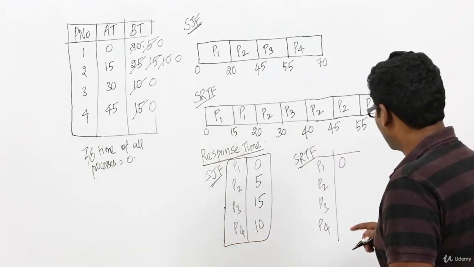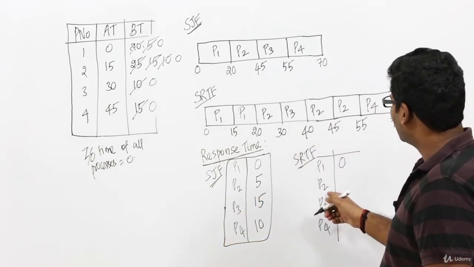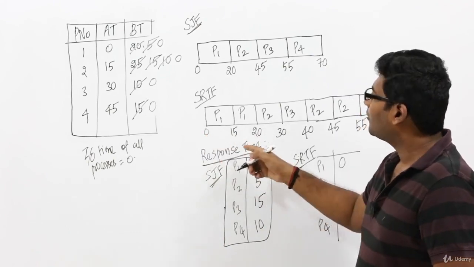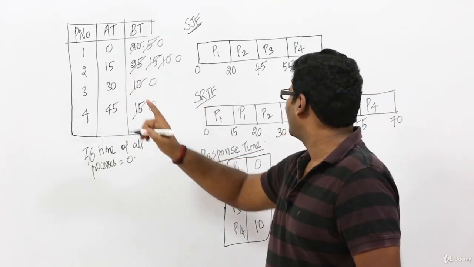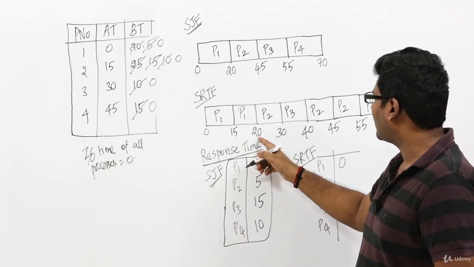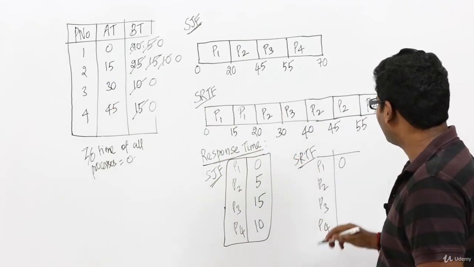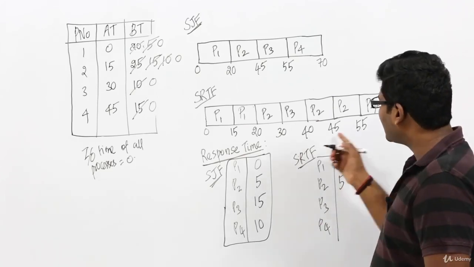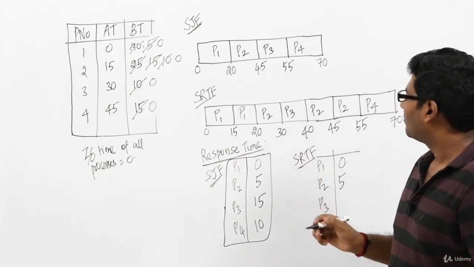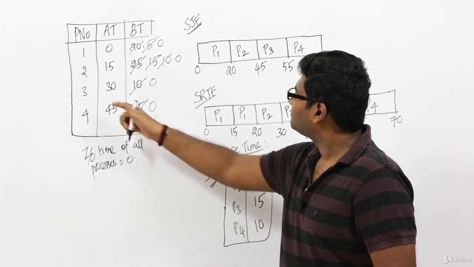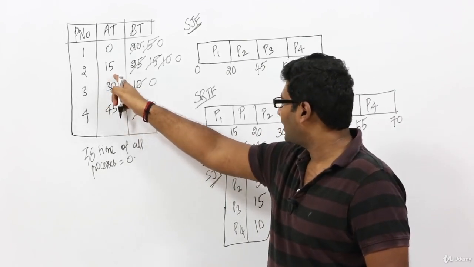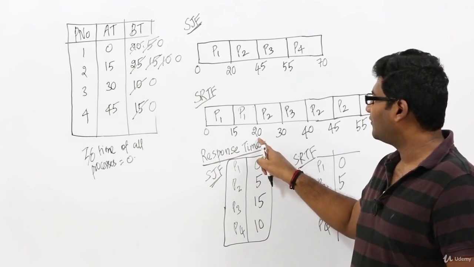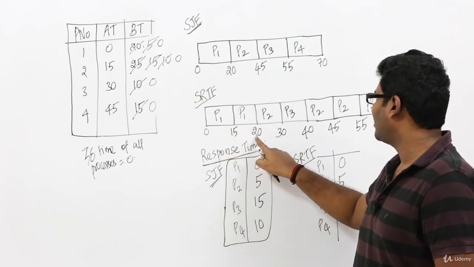Now what is the response time of P2? P2 arrived to the RAM at 15 time units and it got the CPU at the 20th time unit, so it has waited for 5 time units initially before getting the CPU. But the waiting time of P2 is different. Why? Because P2 arrived at 15 and got the CPU at 20, so it has waited for 5 time units initially.